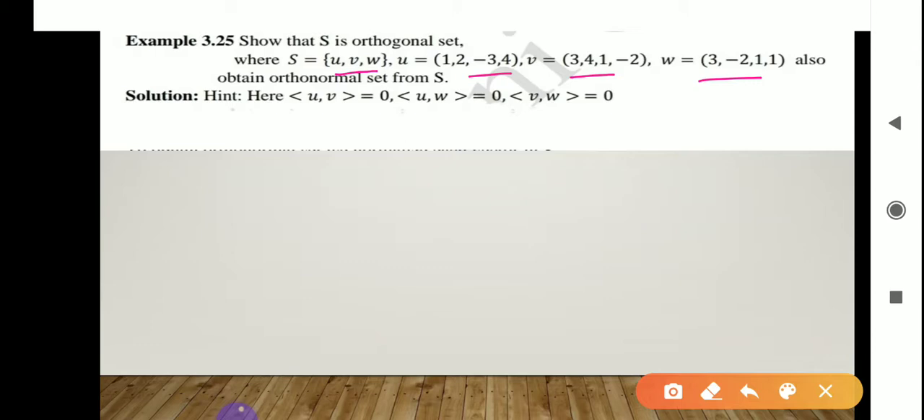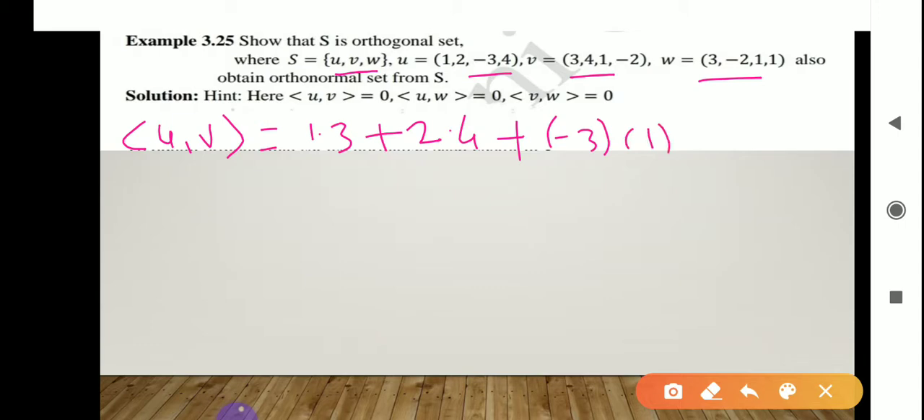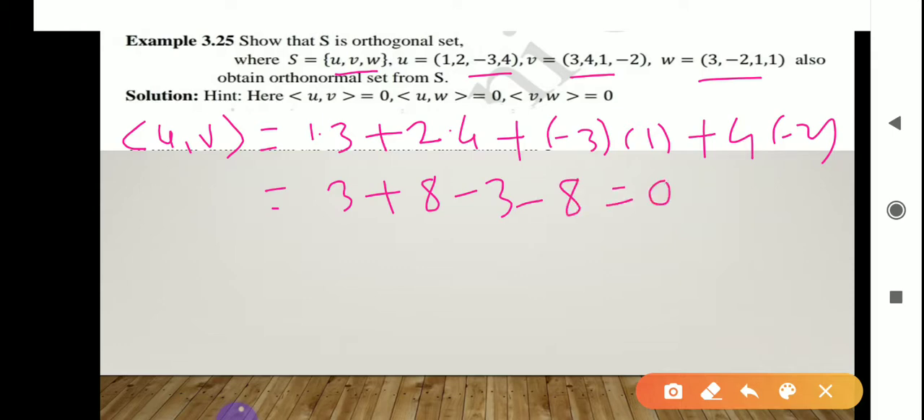So we have to find the inner product of each pair of vectors. First, the inner product of u and v is 1 into 3 plus 2 into 4 plus minus 3 into 1 plus 4 into minus 2. This is equal to 3 plus 8 minus 3 minus 8, which equals 0. The 8s get cancelled and the 3s get cancelled. So the inner product of u and v is equal to 0.